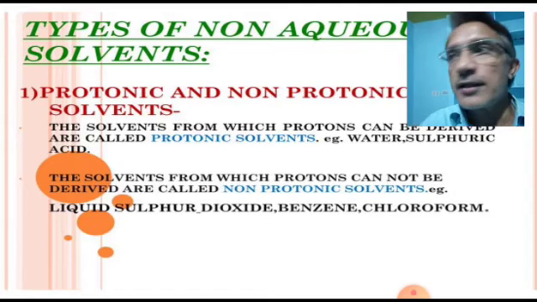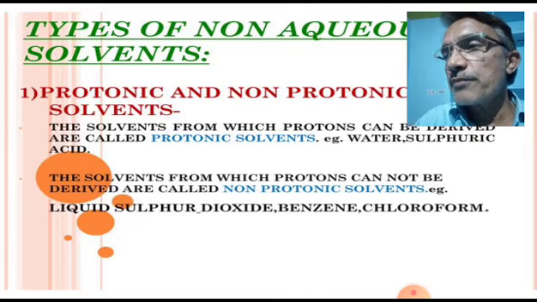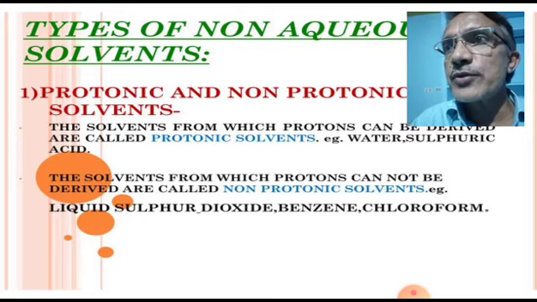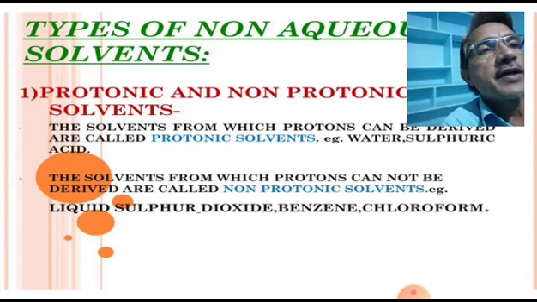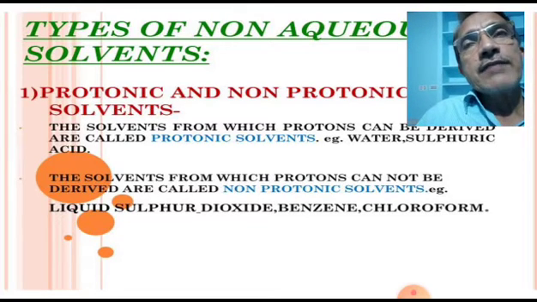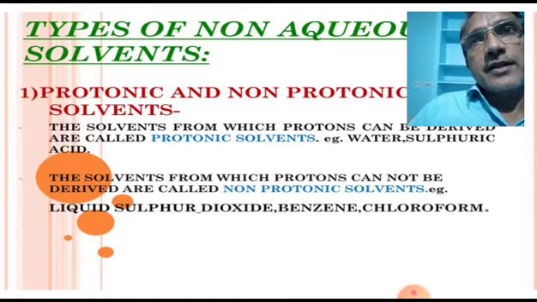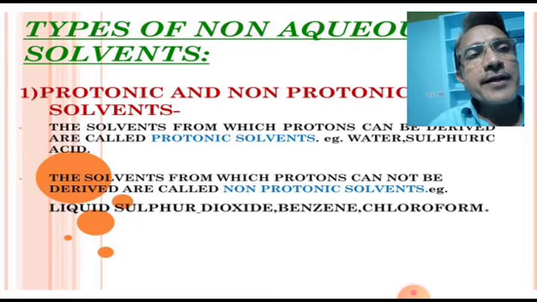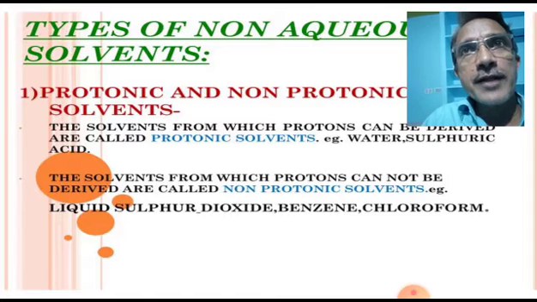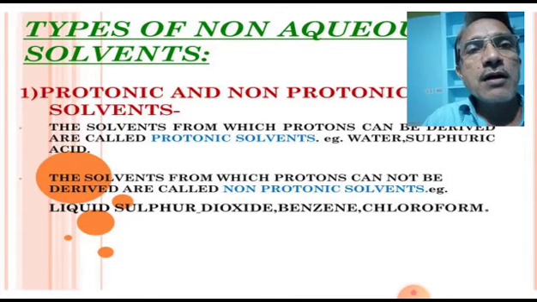Chloroform, CHCl3. Chloroform also contains hydrogen, but it will not ionize. Therefore, though it contains hydrogen, chloroform cannot produce proton. Proton cannot be derived from chloroform. Therefore, chloroform is also called a non-protonic solvent.